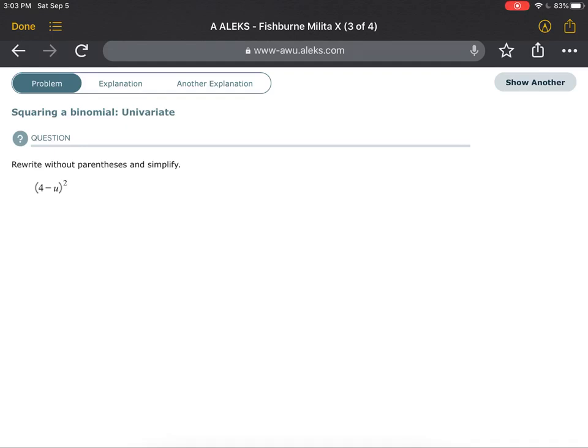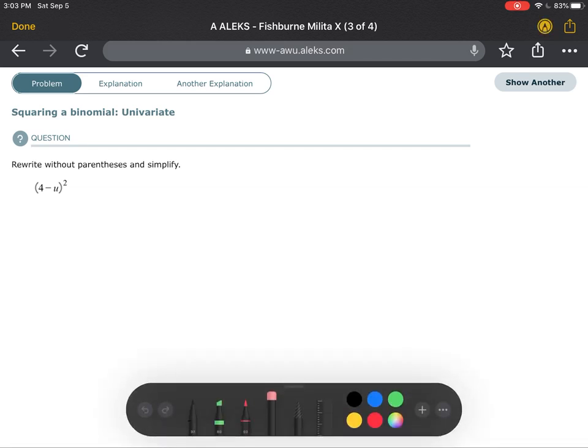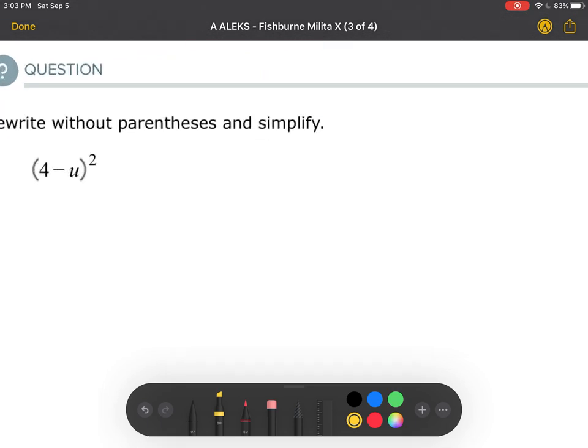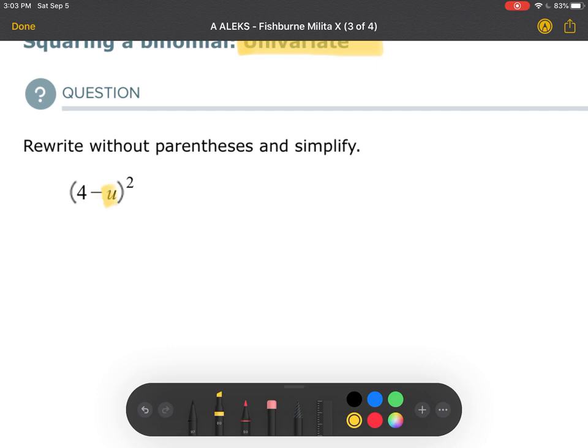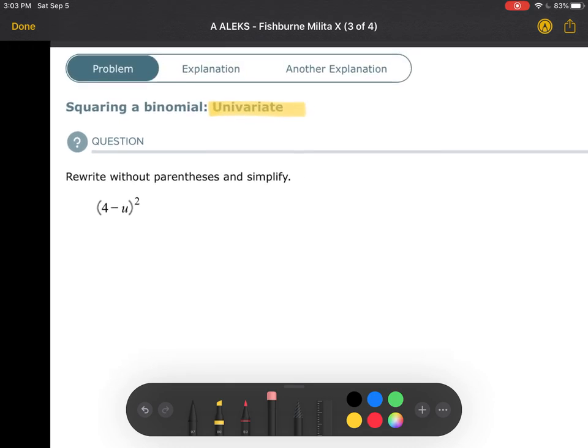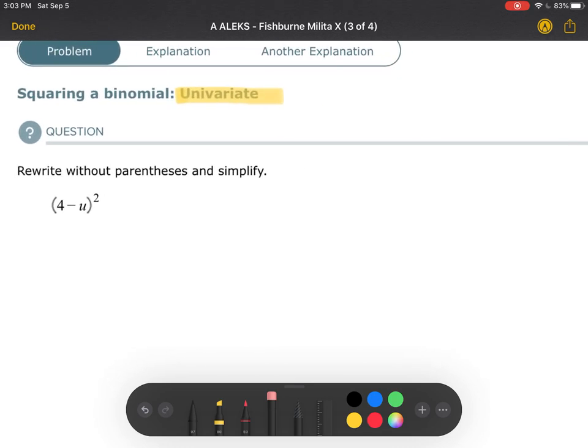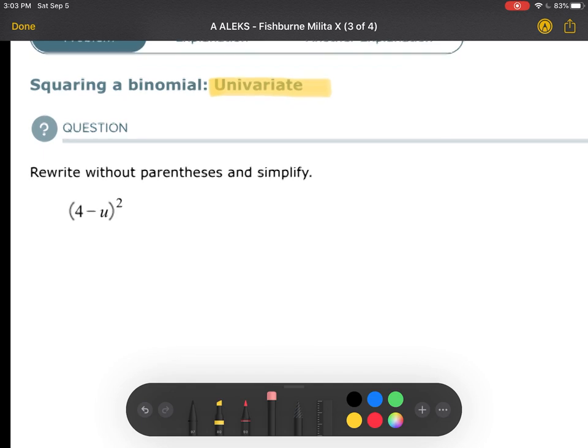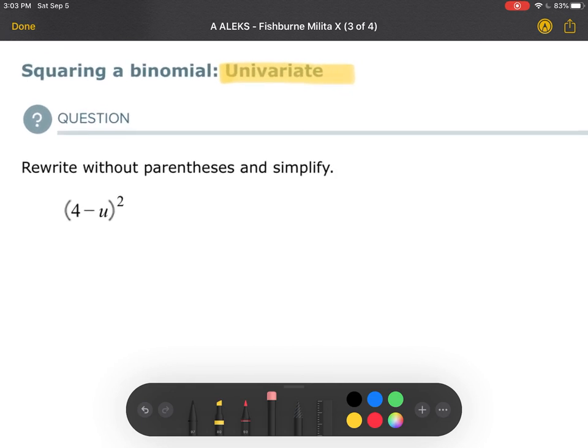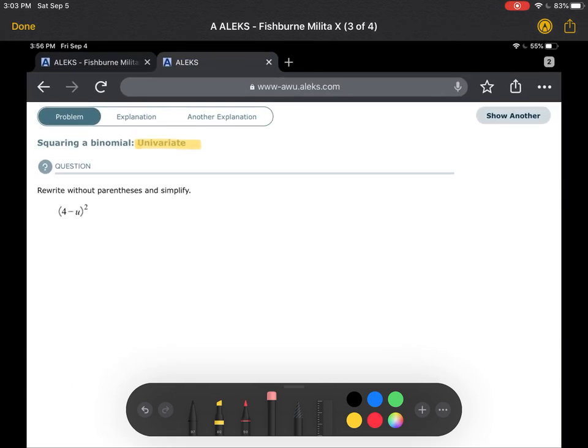Alright guys, so this video is going to talk about squaring a binomial, a univariate. Like I talked about in a previous video, or another video this week, a univariate is an expression that has one variable, and that one variable is u. So, don't think of this question as too difficult. Sometimes we get into the name and we get overwhelmed. I know I do sometimes, but then you're going to be like, oh, that's it, why didn't they just say that?